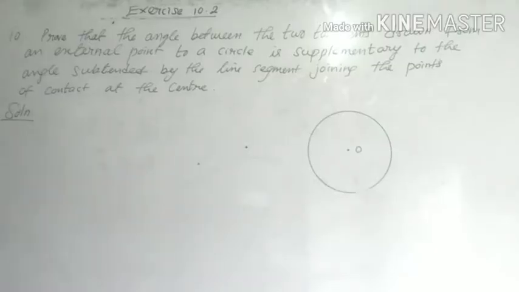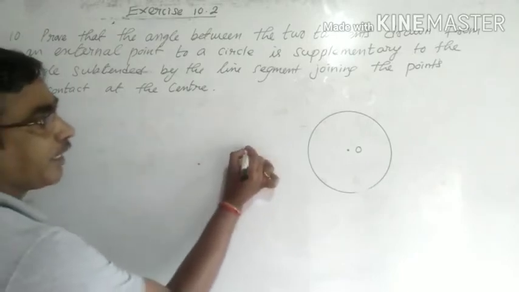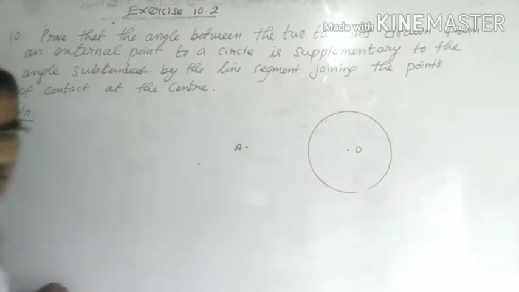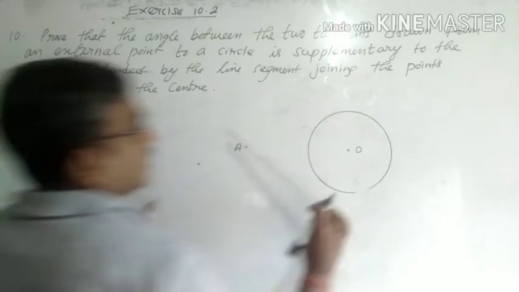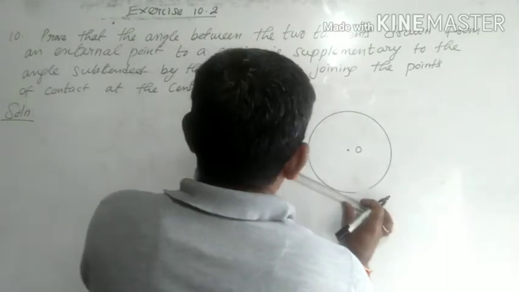Come to question number 10. Prove that the angle between two tangents drawn from an external point to a circle. From the external point, we can take an external point A. From here, we're going to draw two tangents to the circle. We'll be drawing the first tangent.